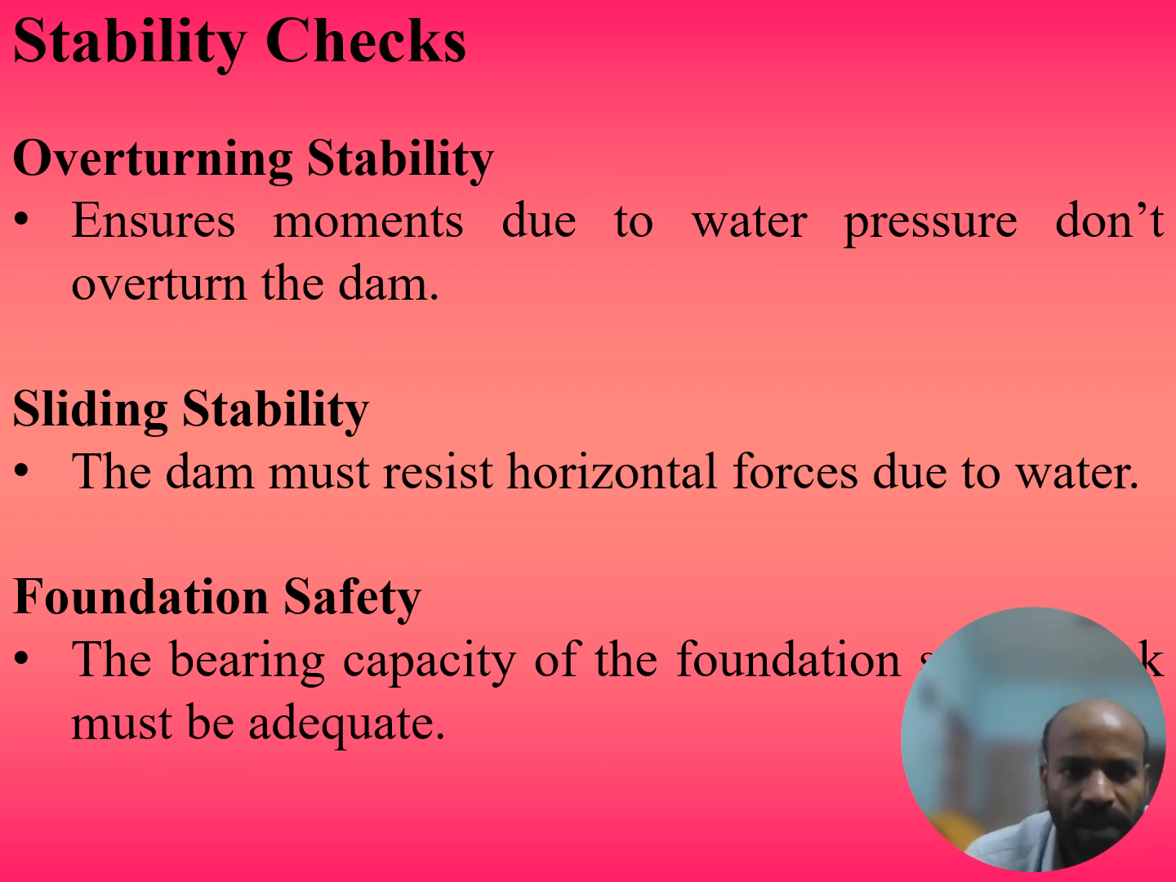During design of a dam, 6 stability checks have to be done very carefully, and they are overturning stability, sliding stability, foundation safety, seepage control, earthquake stability, and uplift pressure. Overturning stability. Here, overturning moment is due to the water pressure. The overturning moment is resisted by the resisting moment. Here, the resisting moment is mainly due to the self weight of the dam.